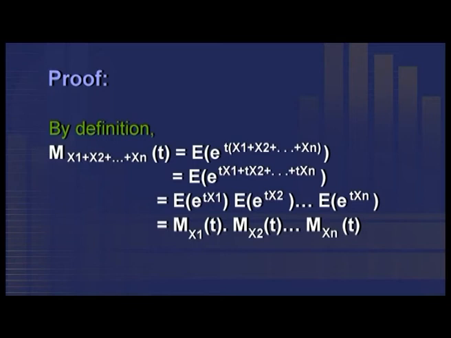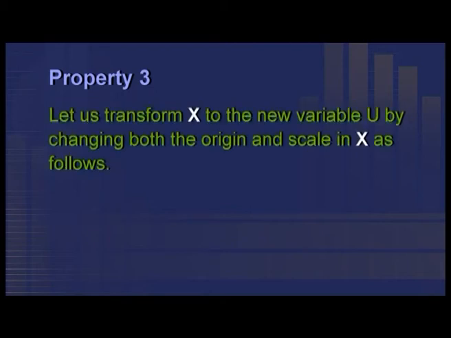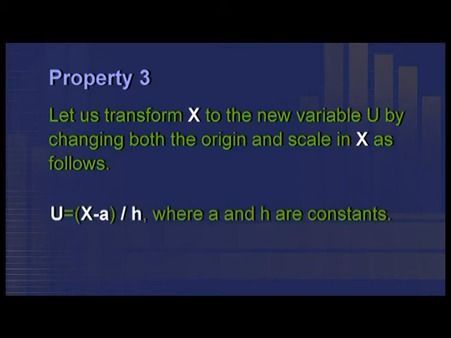The third property is about the effect of change of origin and scale on the moment generating function. Let us transform X to the new variable U by changing both the origin and scale in X as follows. U is equal to (X minus a) divided by h, where a and h are constants.